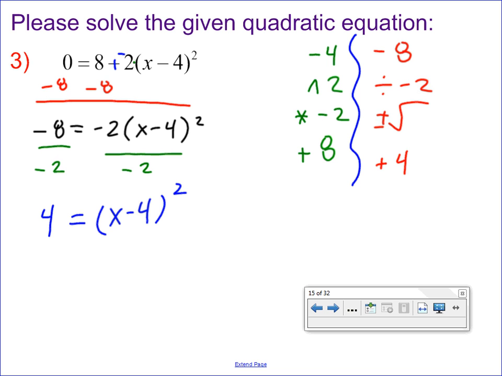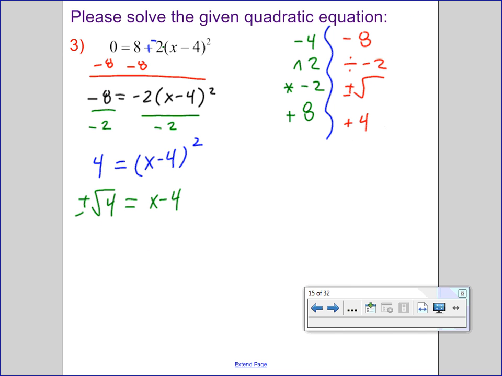Third solving step, take the positive and negative square root. If x minus 4 quantity squared equals 4, then x minus 4 must equal the positive and negative square root of 4. That may or may not reduce, but either way I'll be able to break it up into my two paths. First path is going to be x minus 4 equals positive square root of 4. That's positive 2. Second path is x minus 4 equals negative square root of 4. That's negative 2.